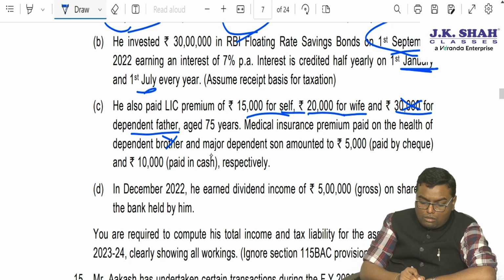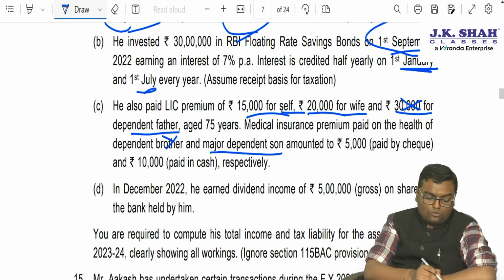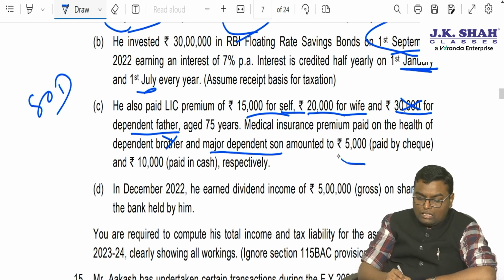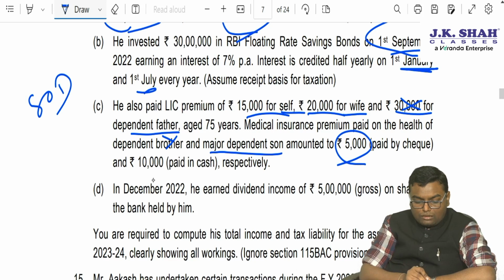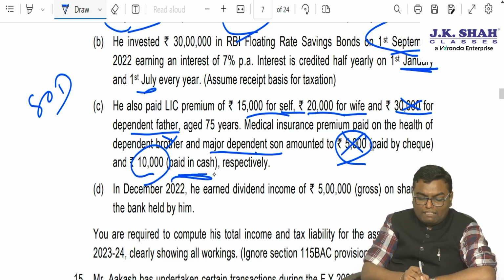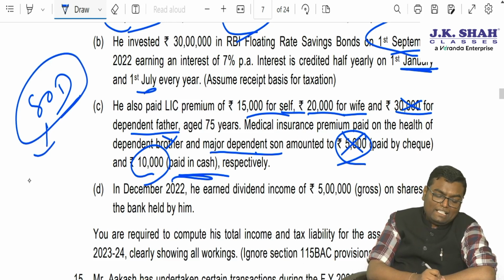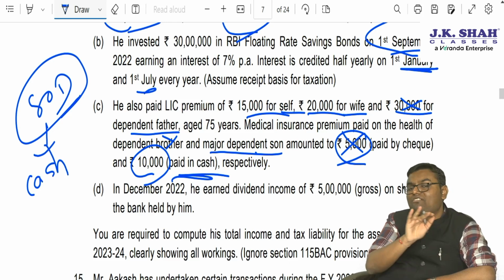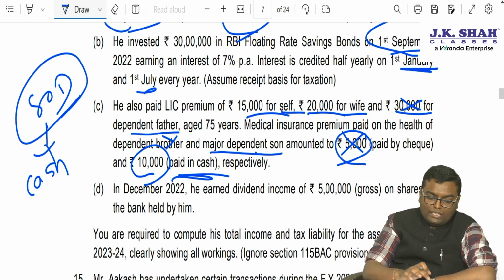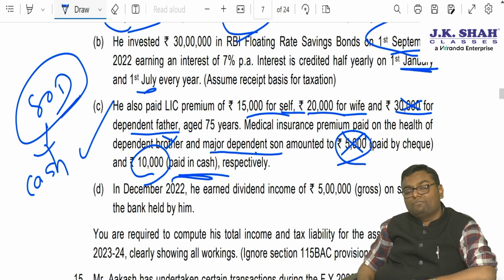Mediclaim he has paid for major dependent son. So 80D is allowed for that. However, he has paid 5,000 for brother, which is not allowed. 10,000 for dependent child, but it is paid in cash. 80D has clearly said that if you are paying mediclaim by cash, then it will not give any kind of deduction. So no deduction for 80D. Let me remind you, this transaction has been picked up from the module itself.